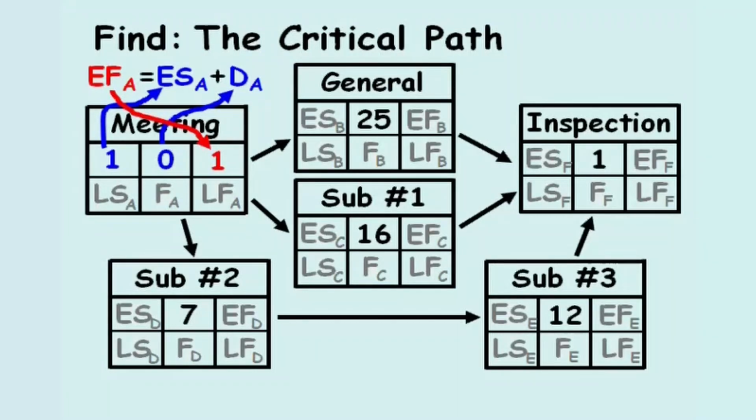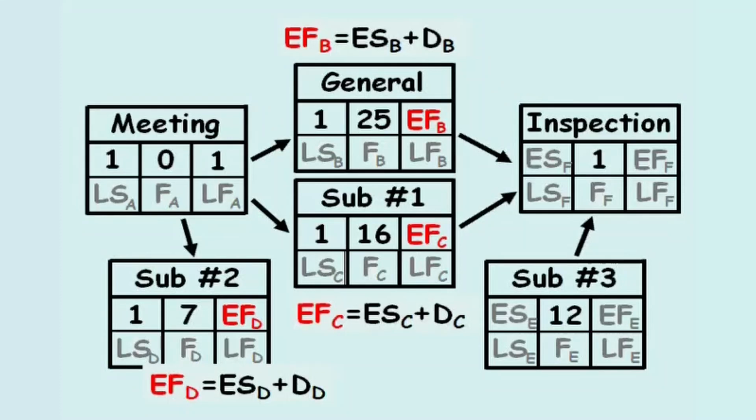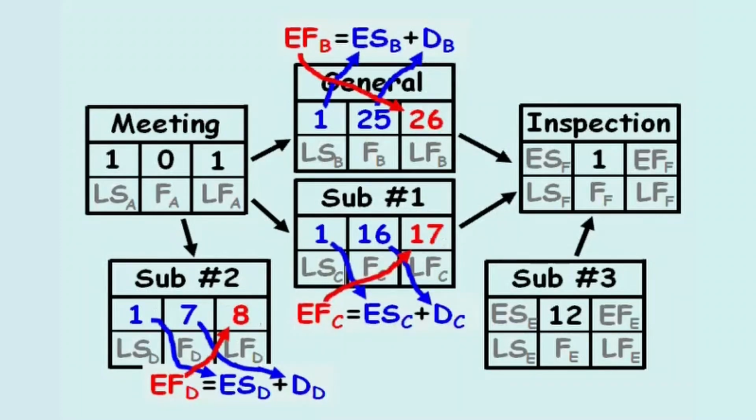Since activity A is the sole predecessor of activities B, C, and D, then the early start of these 3 activities equals 1, which is the early finish of activity A. Next, we can compute the early finish of these 3 activities by adding the early start to the duration, and the early finish of 26, 17, and 8 are computed.